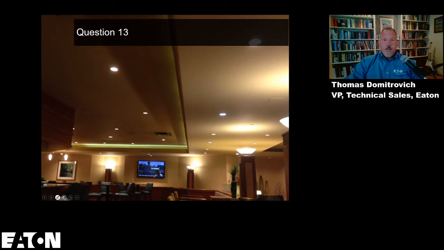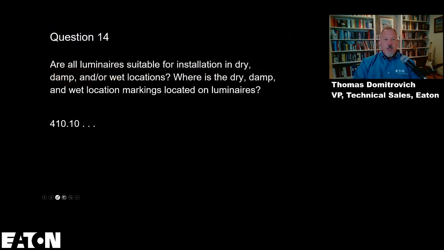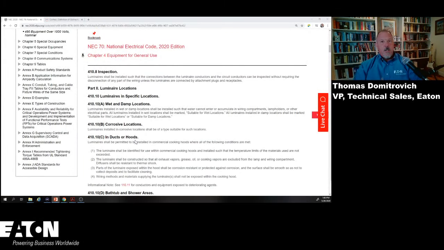So we are going to get back to IM3 with me. Okay, so luminaires. Are all luminaires suitable for installation in dry, damp, and or wet locations? I think we all know the answer to that one. Where is the dry, damp, and wet location markings located on the luminaires? So that's something that we can explore. With regard to are all luminaires suitable for installation in dry or damp and wet locations, we're referencing 410.10 in the code book, and again, we're in part 2, luminaire locations, which makes sense.